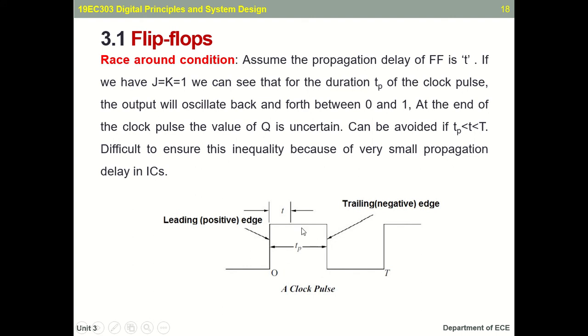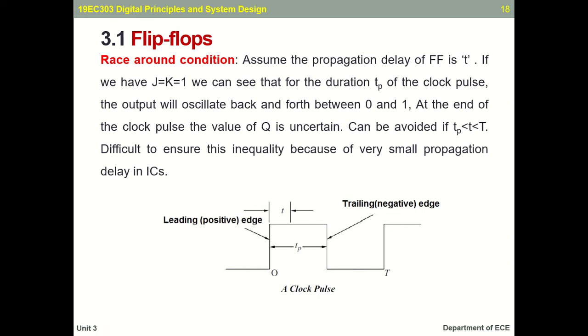This can be avoided if the time is greater than TP but less than T. Here capital T is the time period for one clock cycle, both for the positive and the negative. It is difficult to ensure this inequality because of the small propagation time. Inside the ICs, the propagation delays are very small, in the microsecond range.